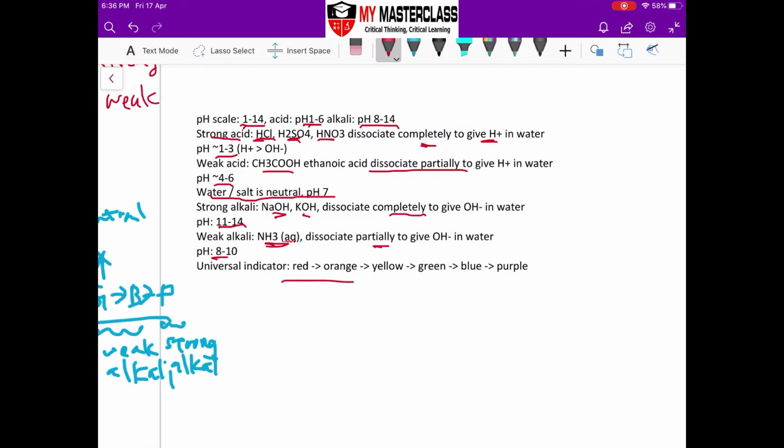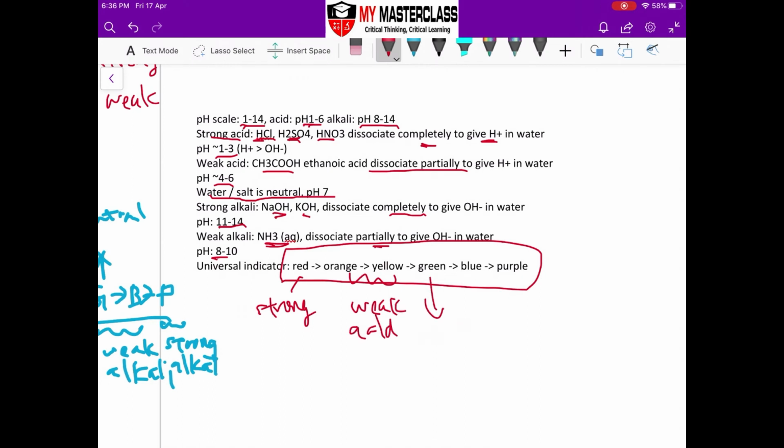Then my universal indicator's color change. You have to note this part is strong. Red must be strong. Orange to yellow, this part is weak acid. Okay, green is neutral. Whether it is dark green or light green, it is neutral. Blue is your weak alkali. And then purple is your strong alkali: sodium hydroxide, potassium hydroxide.